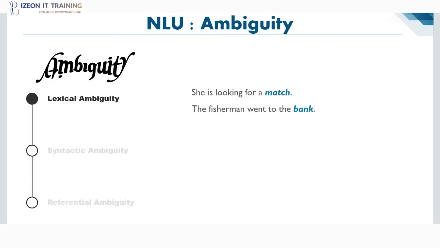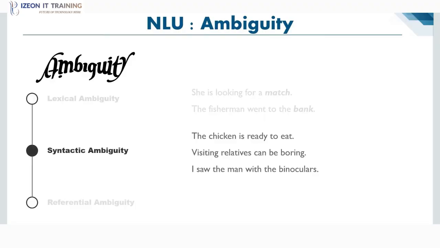Now, the second sentence here: the fisherman went to the bank. Is it the bank where we go to collect our checks and money, or is it the river bank we are talking about here? Sometimes it is obvious that we are talking about the river bank, but it might be true that he's actually going to a bank to withdraw some money. You never know.